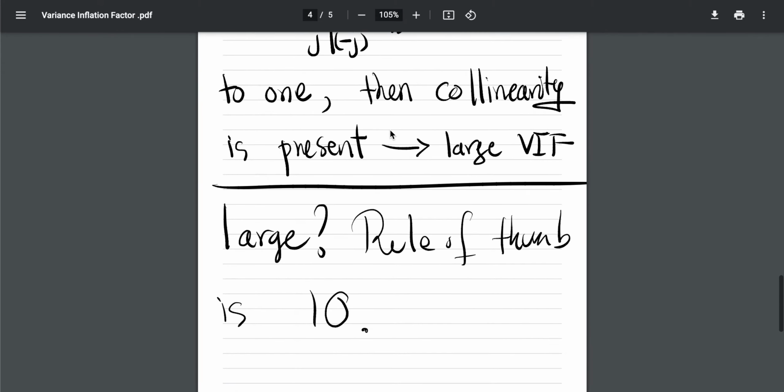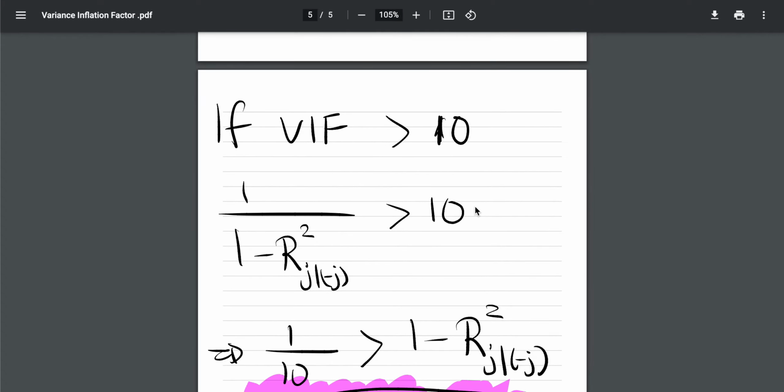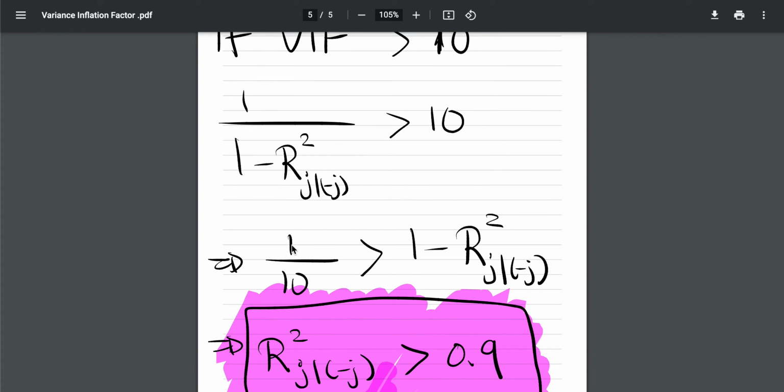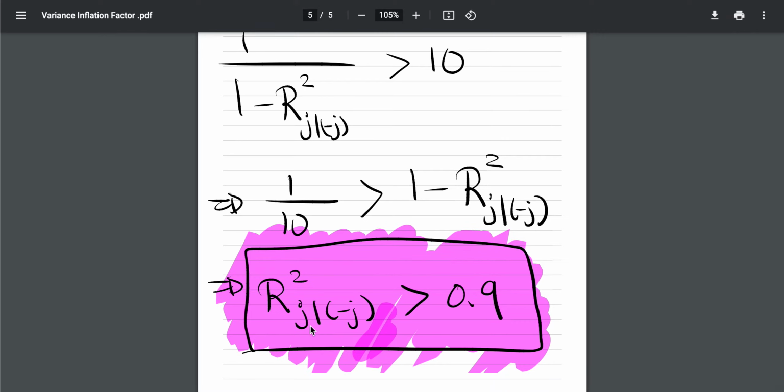Now, what is large? I read somewhere the rule of thumb is 10, but let's just see what this 10 means. If VIF is greater than 10, that means 1 over 1 minus R squared is greater than 10. That means that 1 divided by 10 is greater than 1 minus R squared, meaning that R squared is greater than 0.9. So if the R squared of regressing any variable against the rest of them is greater than 0.9, well, that's good evidence that there's a significant amount of collinearity.